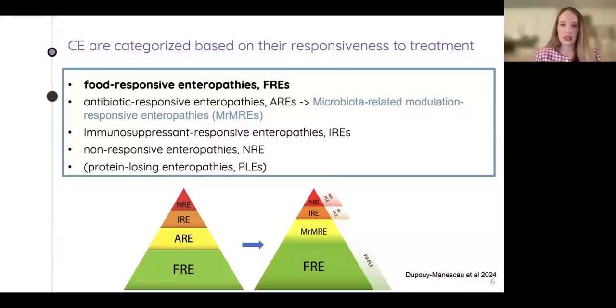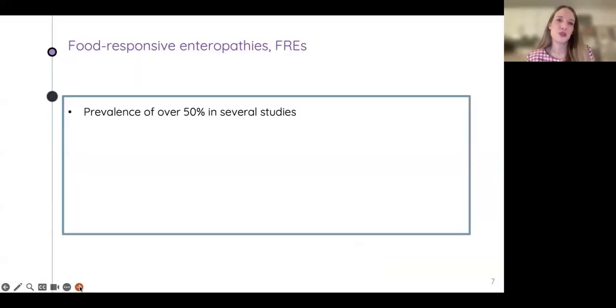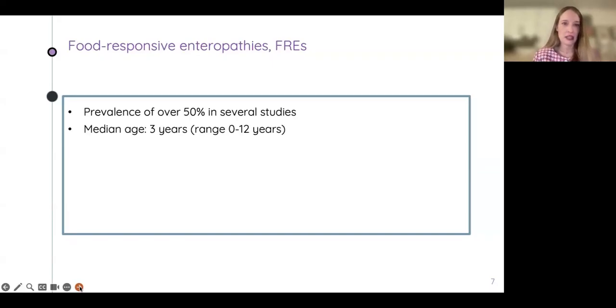So in this first group, I crossed out antibiotic responsive. In the first group of food responsive enteropathies, we have quite a high prevalence of our patients. There is a variety of information, so it's quite a range depending on the study. Normally it's above 50%, but we can even say it's closer to 70%. And for some groups of patients, it can be higher than that.